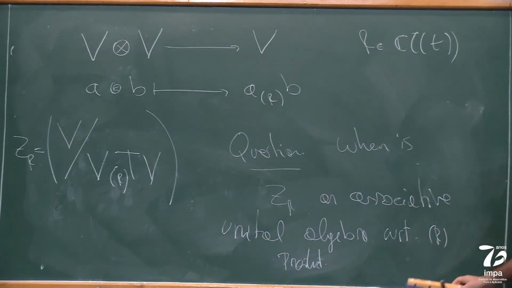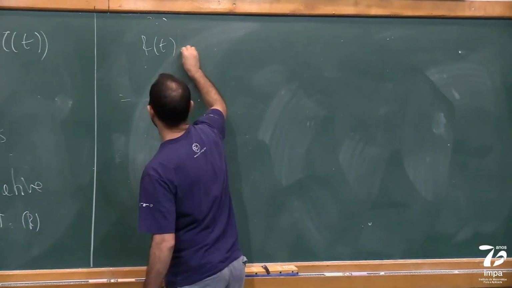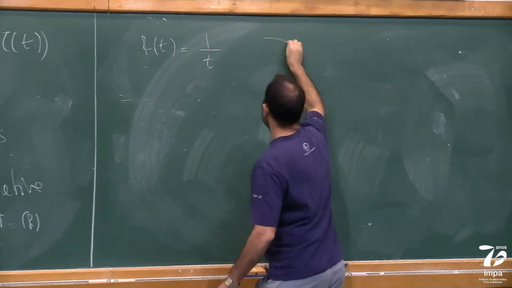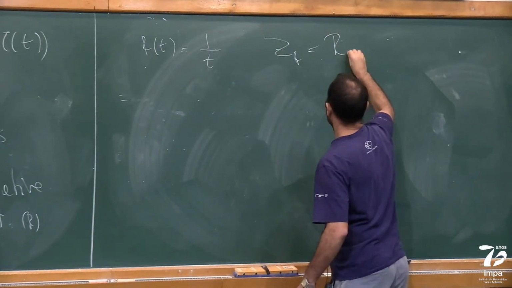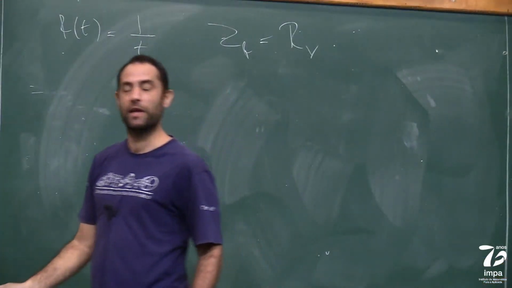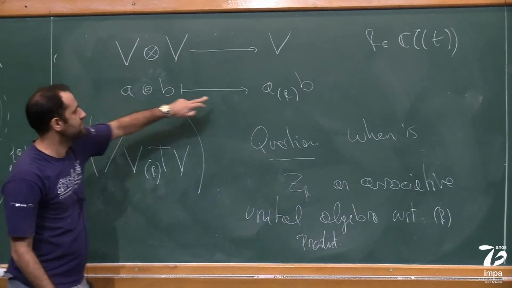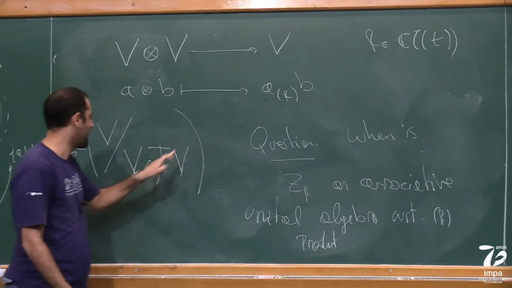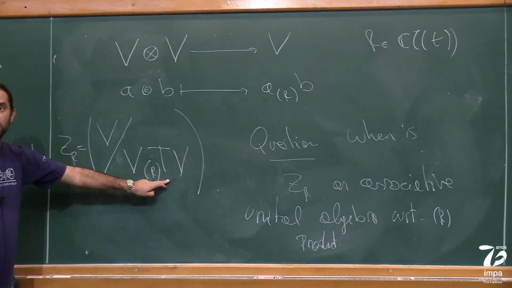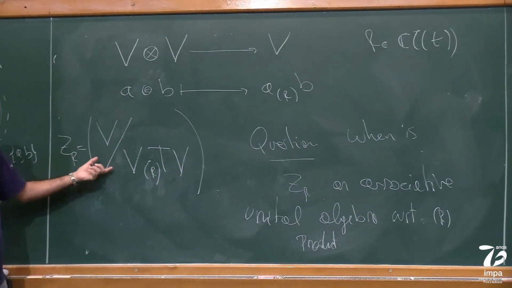So you see, we already know one example immediately, which is if the function f is 1 over t, then zf is RV. So that's one example of a function for which this works. If I take the normally ordered product for the multiplication and I divide by everything that is a derivative, then this algebra happens to be associative and unital, and it's even commutative in that case.